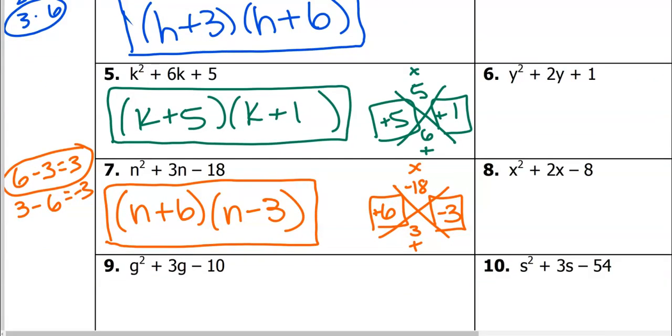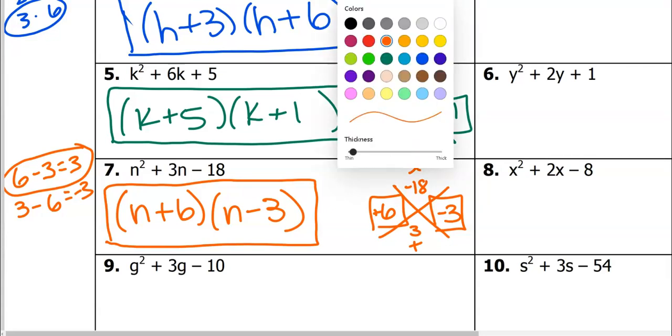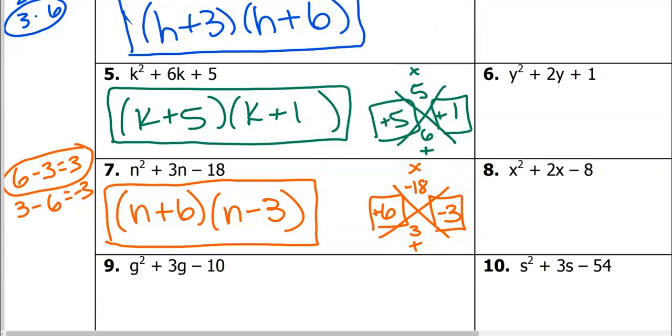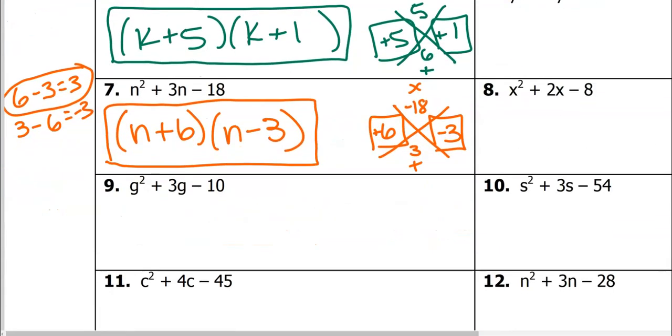Would you like to try number 9? Okay. Yes, you can do it. Multiply to give you -10, but adds to give you a +3. But you can't because it's got to add the 3.